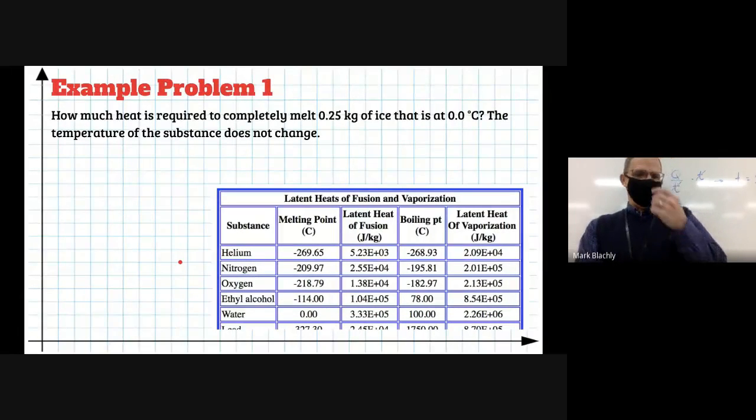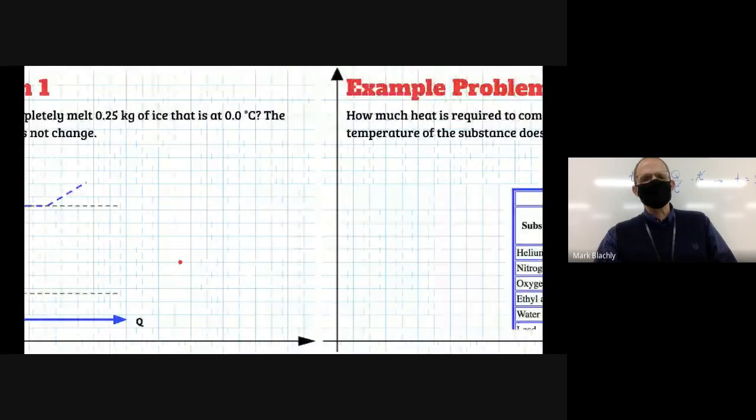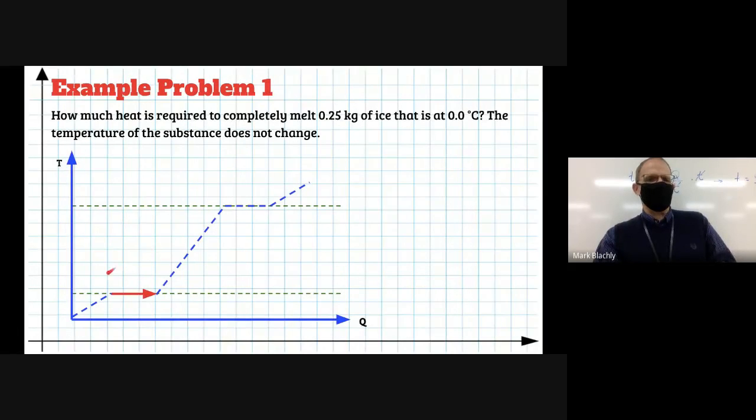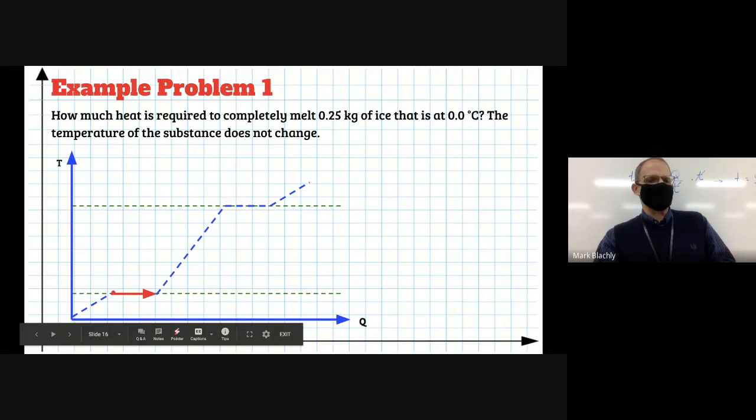here's an example problem. How much heat would you need to completely melt 0.25 kilograms of ice that starts at 0 degrees? If I just want to melt the ice, how much heat will I need to add? Okay, well, here's what my diagram is going to look like. Right there. I'm going to draw an arrow on the section of the curve that represents melting.